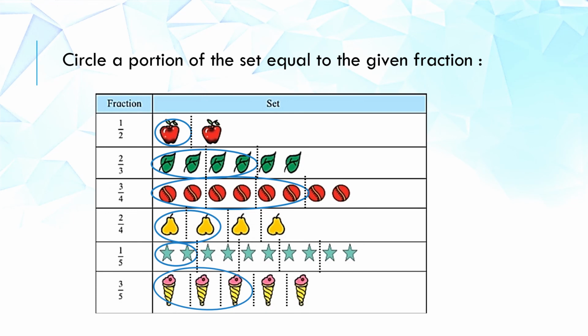So students, you must have now understood how to make fractions related to sets. Thank you.